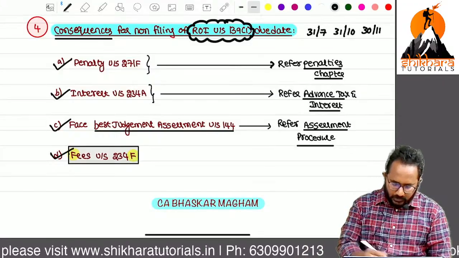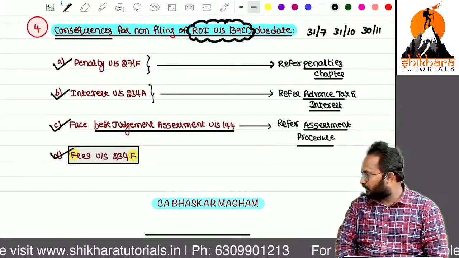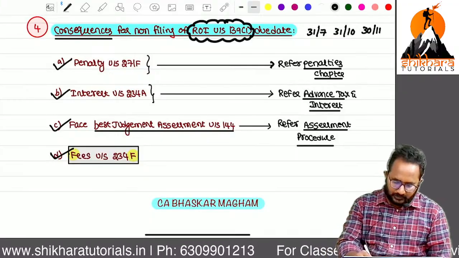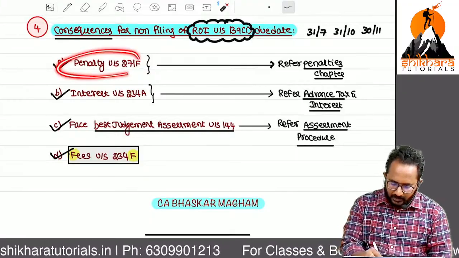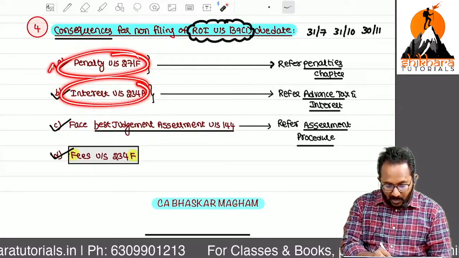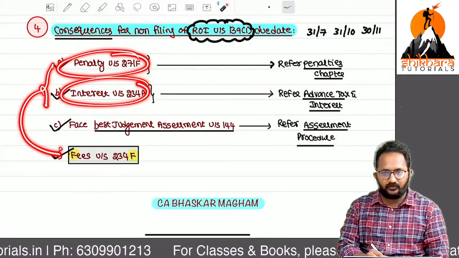Last one, 234F, fees you are required to pay. Some students are thinking that, sir, penalty, interest, along with that they will charge what? Fees.